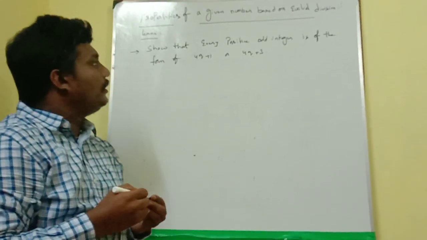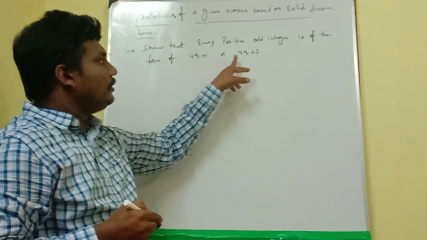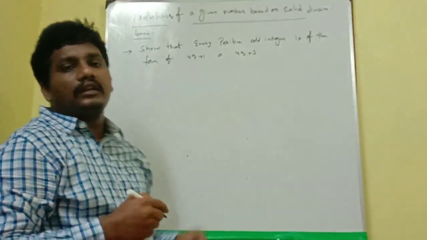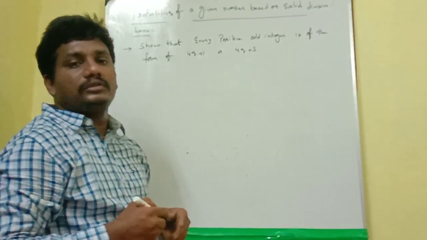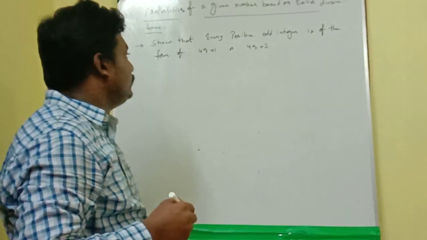So we have to show that every positive odd integer is of the form 4q plus 1 or 4q plus 3. This is a newly introduced topic. We expect that this question will come as a 2 marks or 4 marks question. This is a very important model.